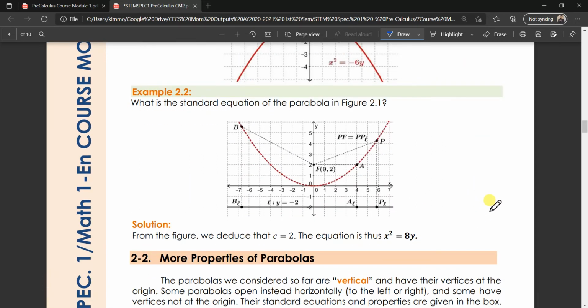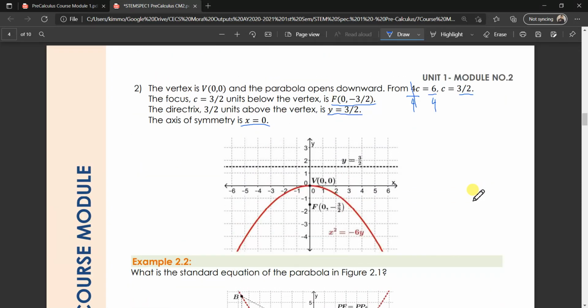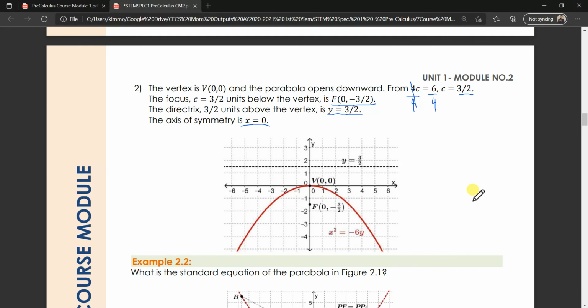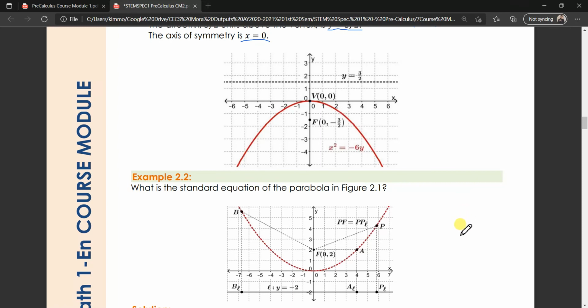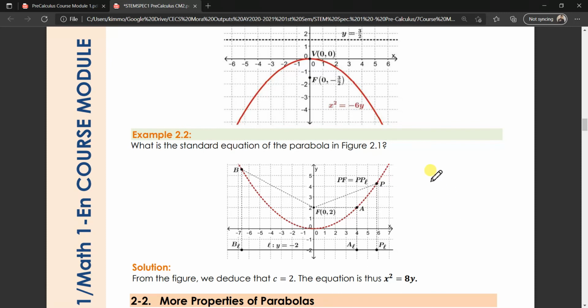So, let's have another example. What is the standard equation of the parabola in figure 2.1? Earlier, we were given the equation and asked to find the vertex, the focus, and the directrix. This time, we are given the graph, and we are asked to find the standard equation. So it is the reverse. If it is opening upward, as this graph is, the standard equation is x squared is equal to 4c times y. So our only unknown value is c.